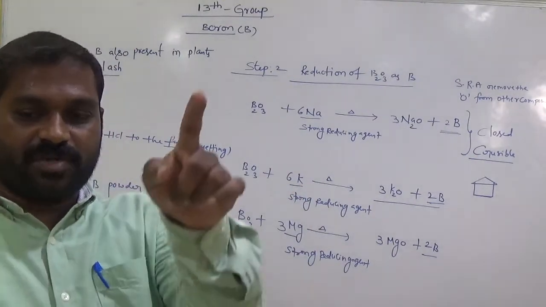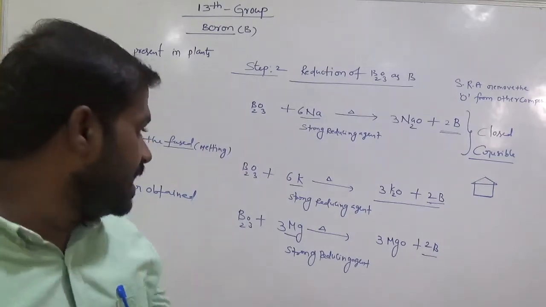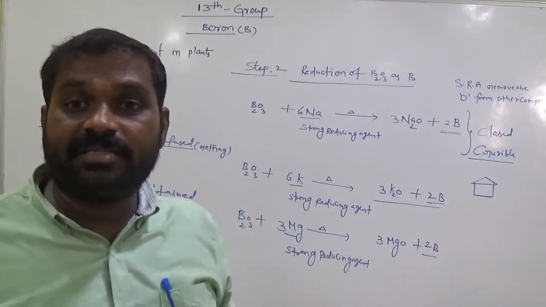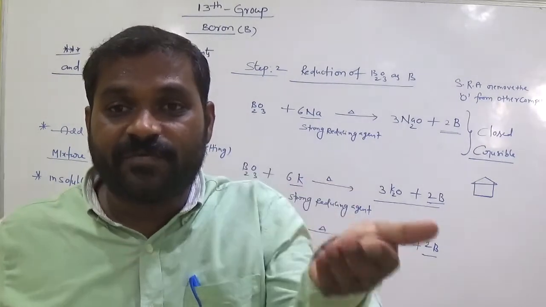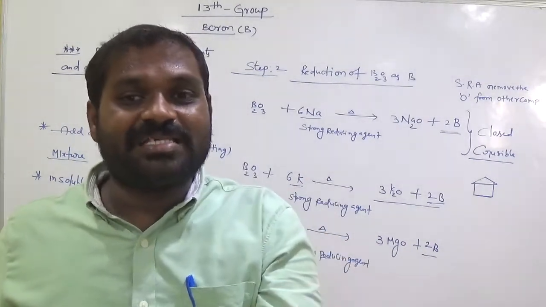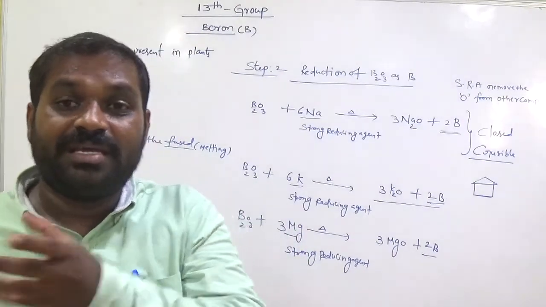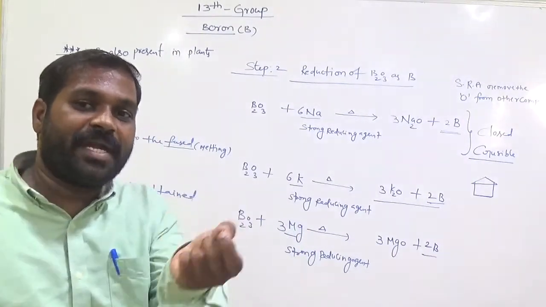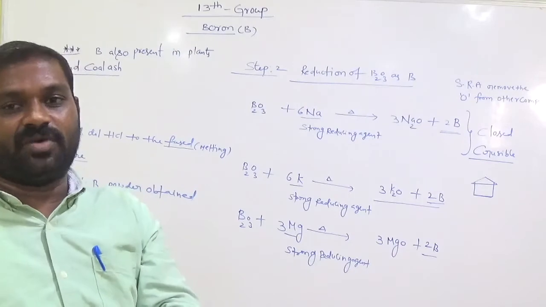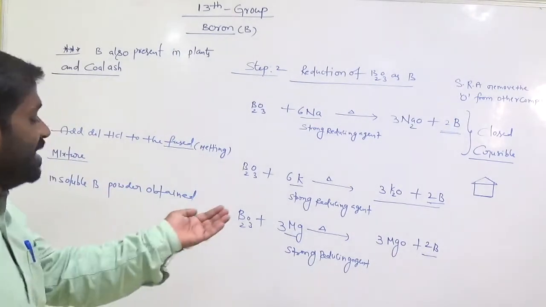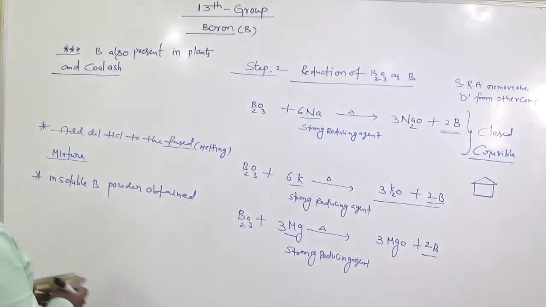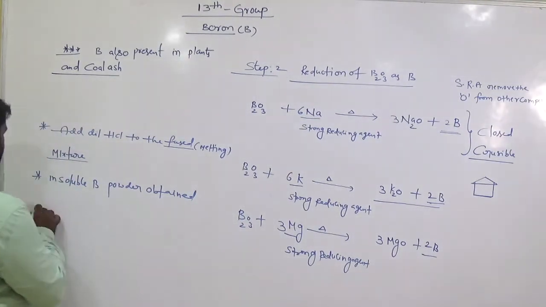Suppose in the beaker we add dilute HCl to this mixture, what happens? The boron is insoluble. Insoluble means it can float on the surface of the layer. Then we can easily separate the boron. Insoluble means it is like a precipitate, insoluble in water. Then we can easily separate the boron as powder form.